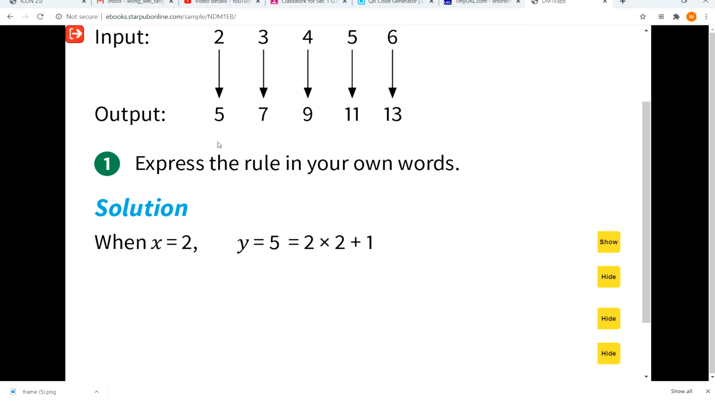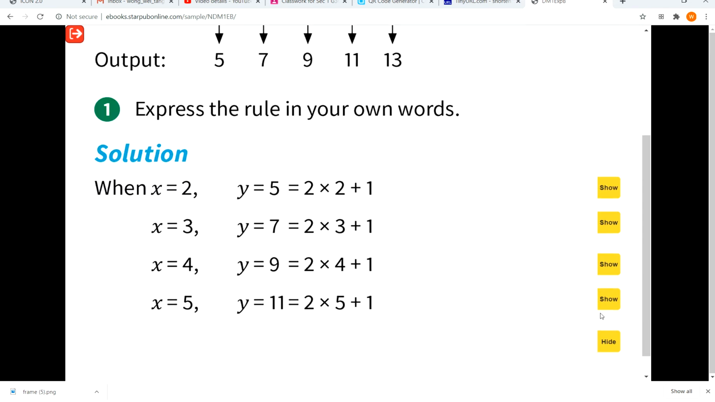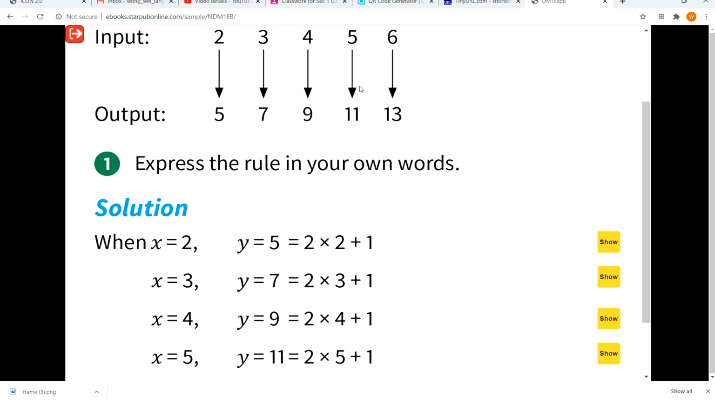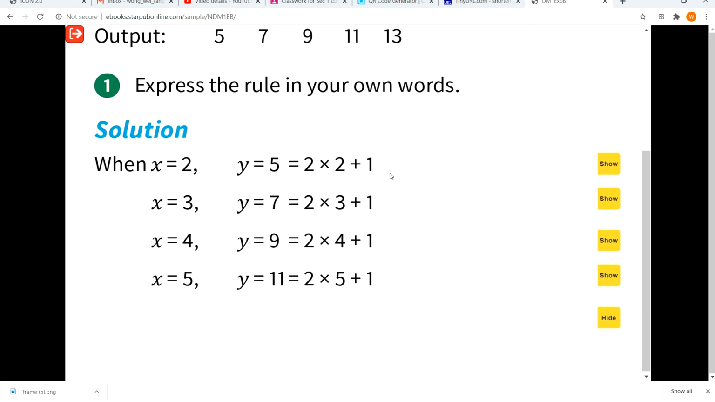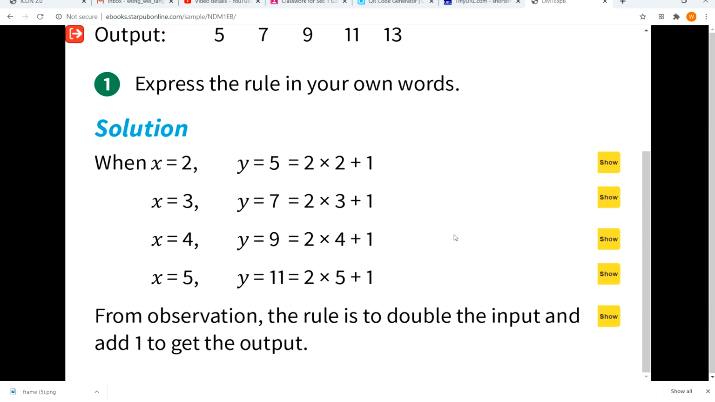So in question 1, when x equals 2, we notice that the y value, the output, is actually 5, and 5 can be expressed as 2 times 2 plus 1. You notice that it is repeated for all the other numbers. When x equals 5, we multiply by 2, we get 10, we add 1, we get 11. So there appears to be some link between the input and the output. In words, this is the description of the function. We double the input and we add 1 to get the output.